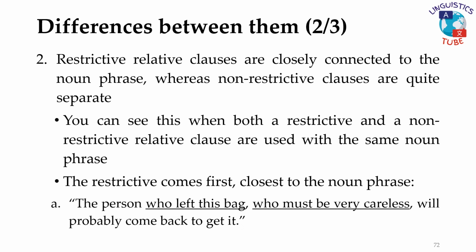Here is an example. The person who left this bag, who must be very careless, will probably come back to get it. Pause the video and have a think about the closeness of the first relative clause, which is the restrictive one, compared to the second relative clause, in terms of the meaning that they contribute to the sentence.